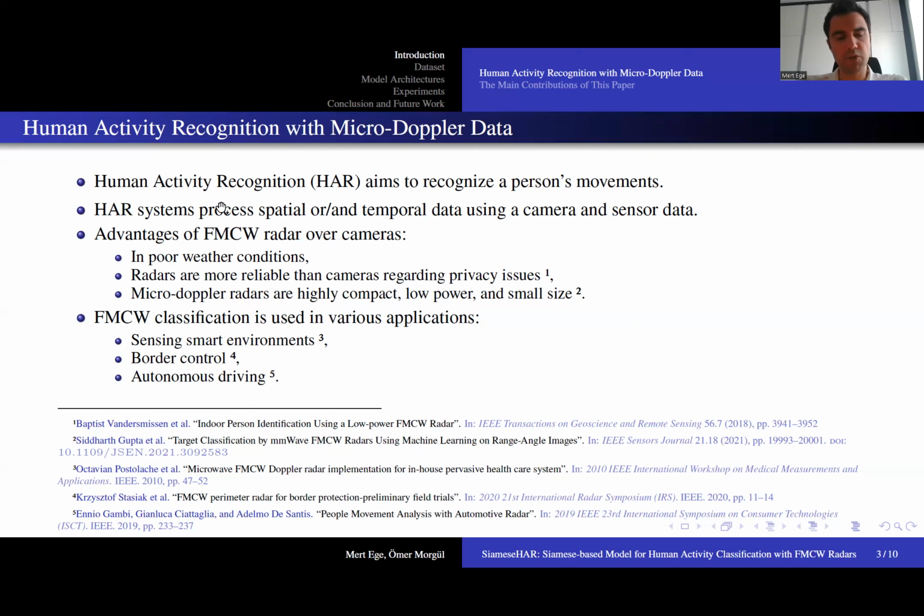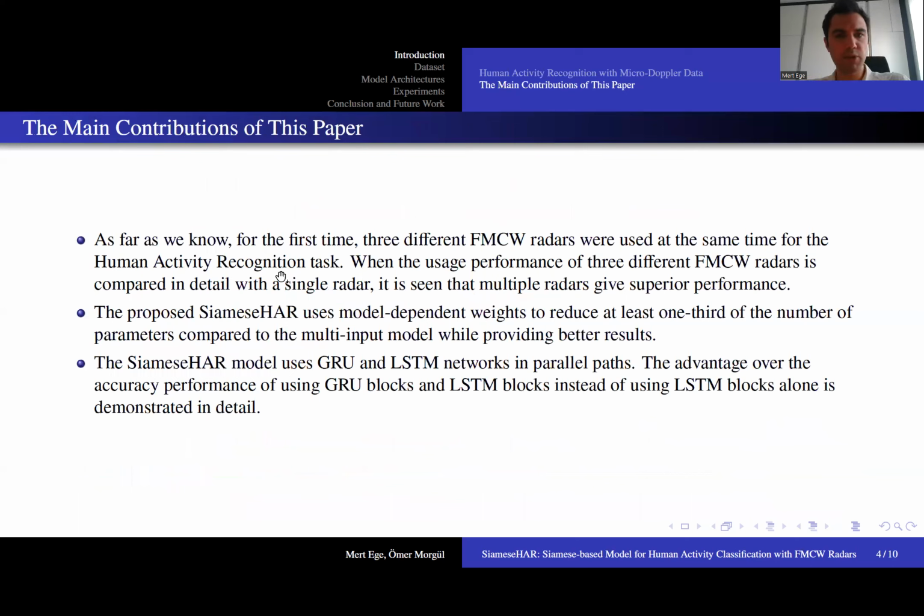Therefore, in human activity recognition tasks, FMCW radars are used in various applications, like smart environments, border control, and autonomous driving. We made 3 main contributions in this paper. For the first time, 3 different FMCW radars are used in parallel for human activity recognition tasks. And also, we used Siamese-based architecture in order to decrease the number of parameters. And finally, GRU and LSTM blocks are used in parallel in our proposed model.